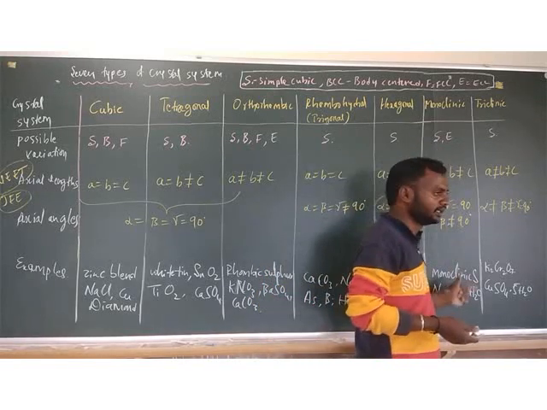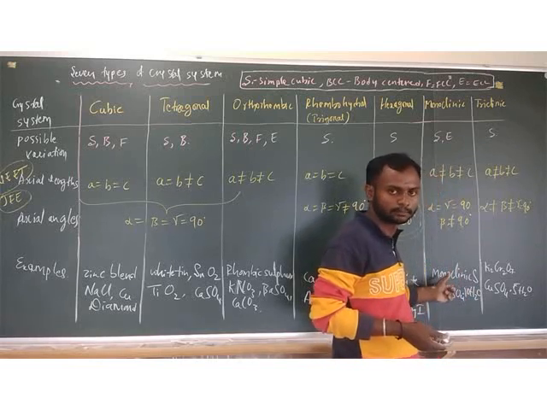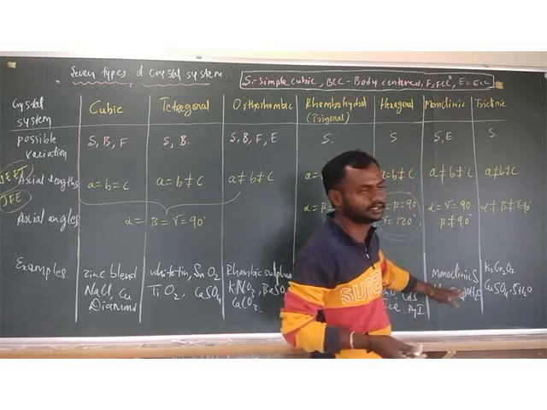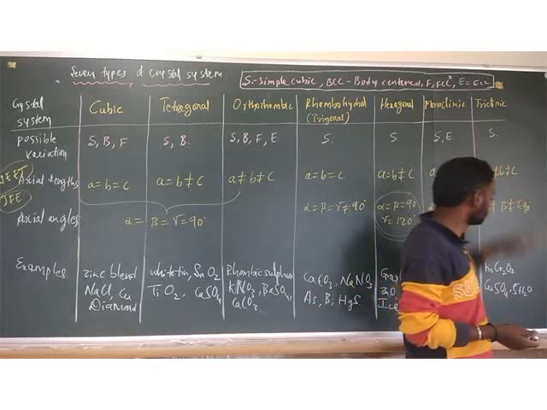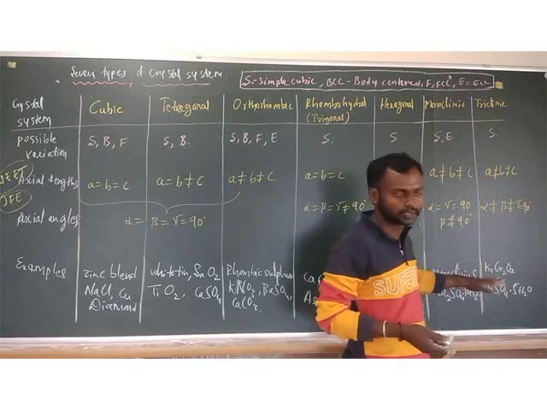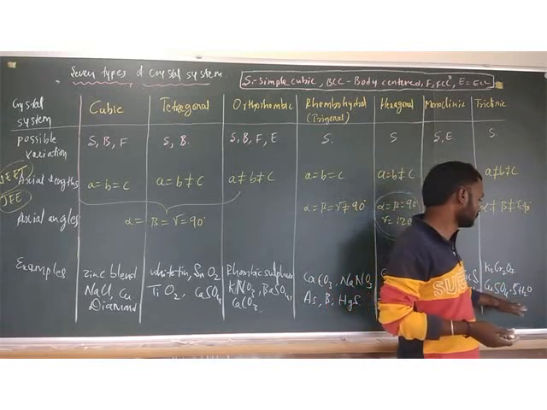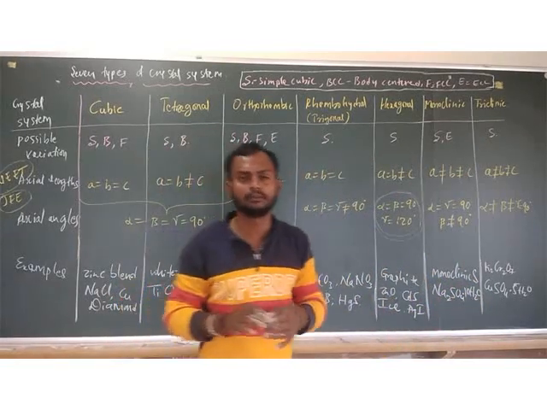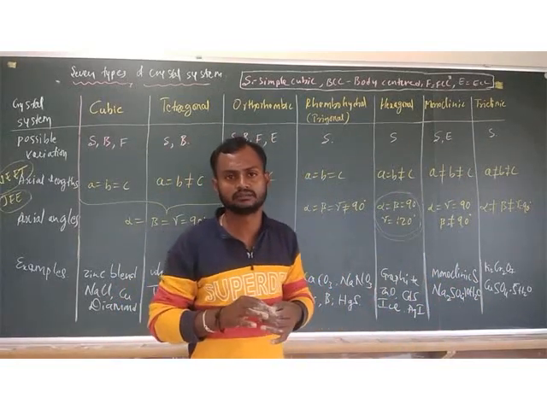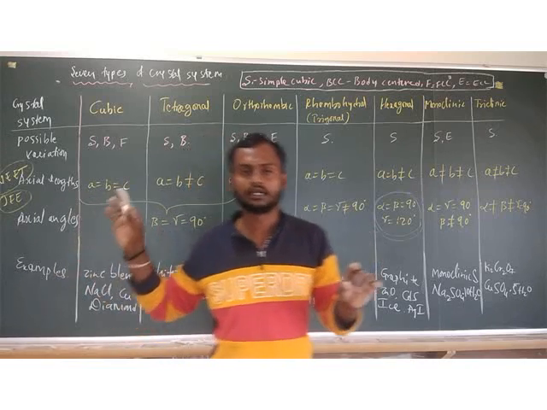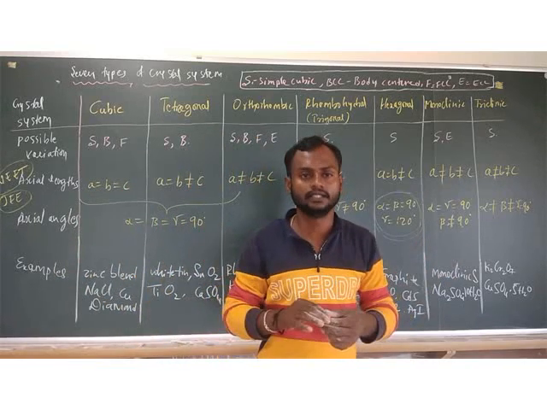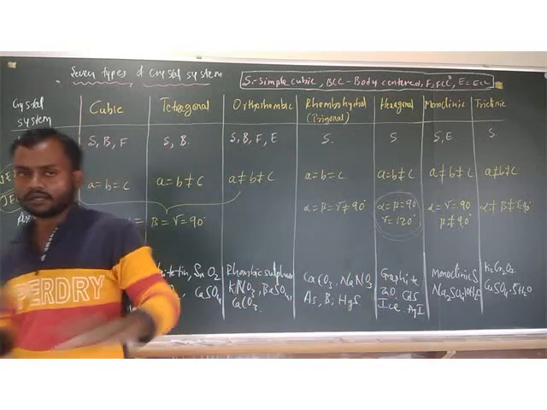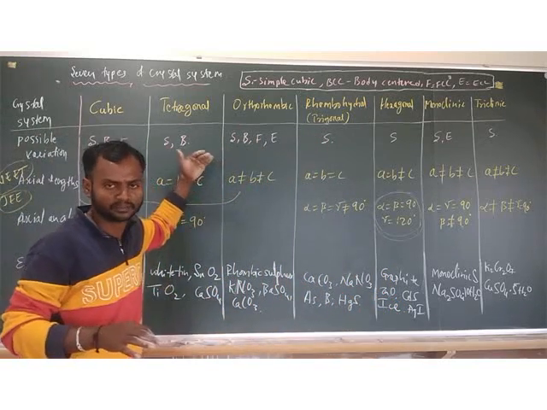Monoclinic: sulfur is an example, and sodium sulfate decahydrate. In case of triclinic, the examples are potassium dichromate and copper sulfate. These are the important examples you should remember for your competitive exams, for CET as well as NEET or JEE purposes. Clear, students? I will repeat once again as a remember point.